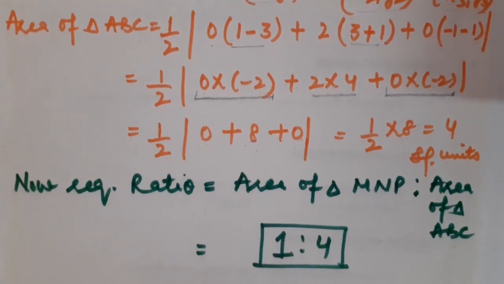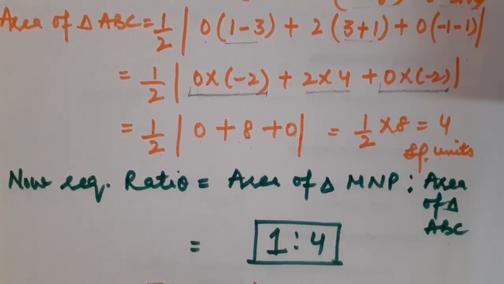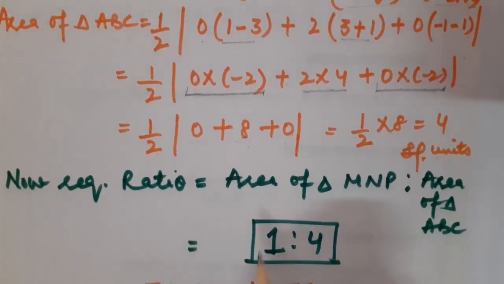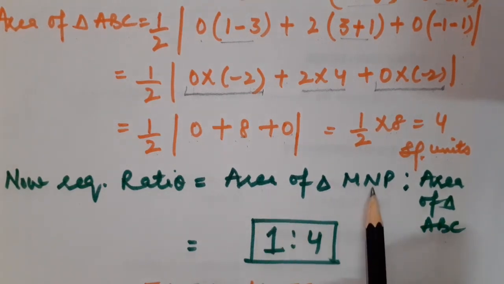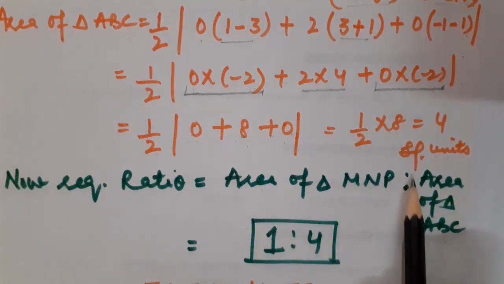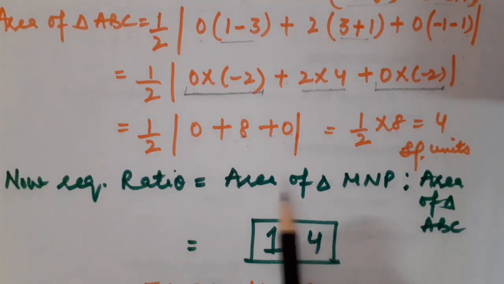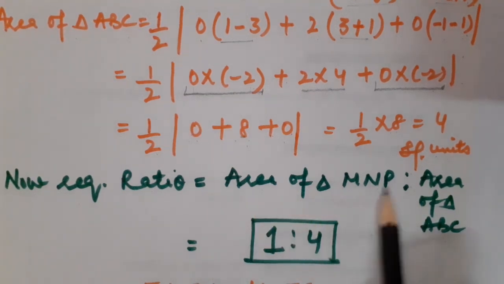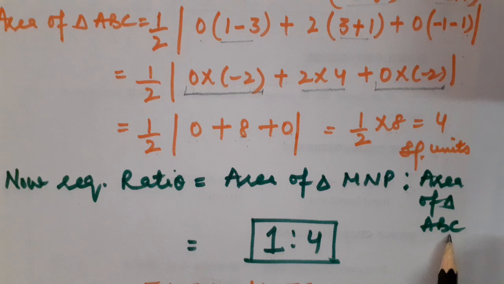Now at the last, we are asked in the question that we have to find out the required ratio. So the ratio of the smaller triangle, that is MNP, this is the sign of ratio, this is the area of triangle MNP to the area of triangle ABC.